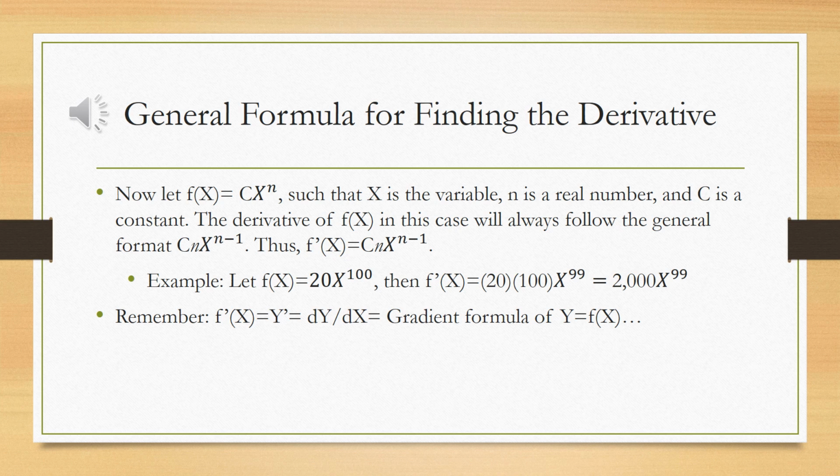All of the functions of this form will have their derivatives in the form f prime of x equals c times n times x to the power n minus 1. If we use the previous example, f of x equals 20x to the power 100, then f prime of x will be 20 times 100 times x to the power 100 minus 1, which is equal to 2000 x to the power 99.